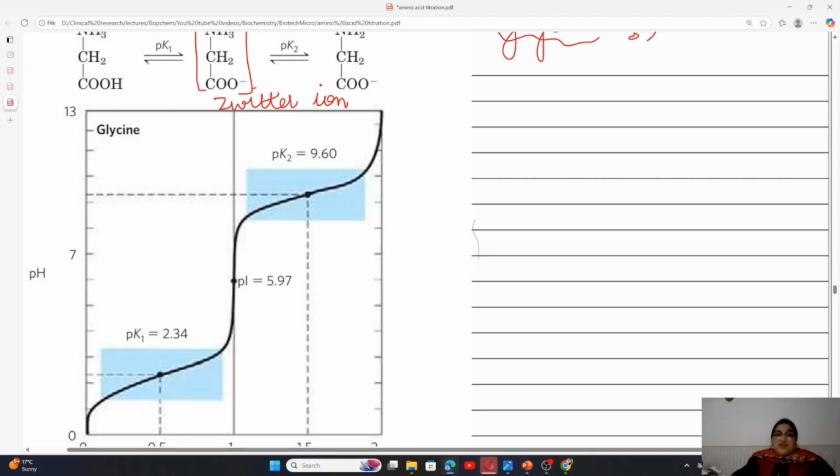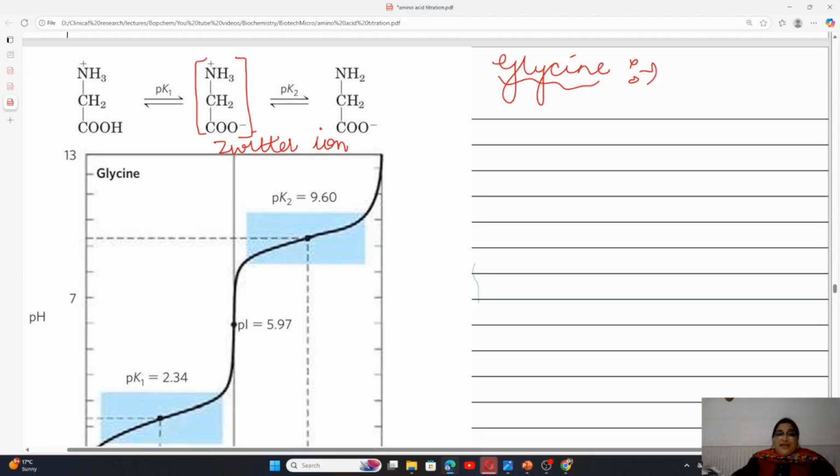Now the main question is how to calculate the pI. See, these titrations are acid-base titrations. Whenever we need to titrate any acid, we just titrate it with a base. So here you can see that the glycine amino acid is in protonated form, and gradually the pH is being increased.